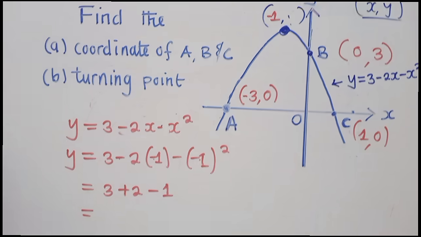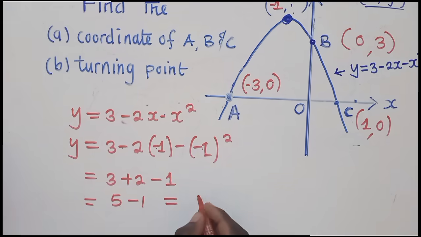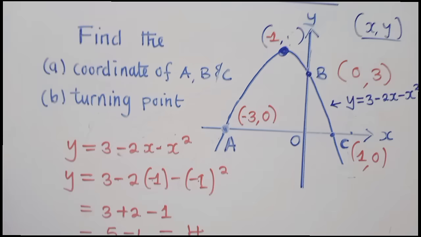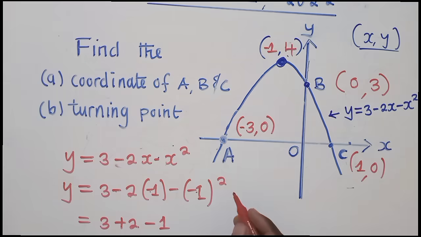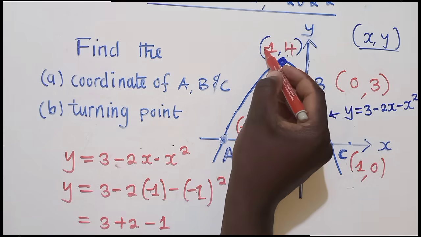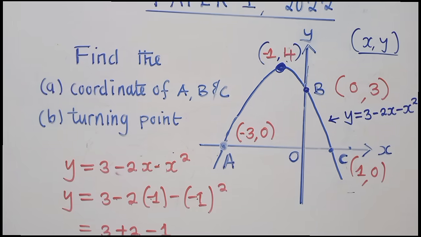And then from this stage, we can say this plus this, it's a 5, minus 1. And our y value will be equal to a 4. Meaning the value of y here is a 4. So the coordinates of the turning point, it's a -1, 4.